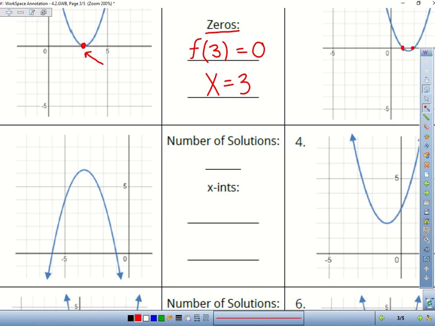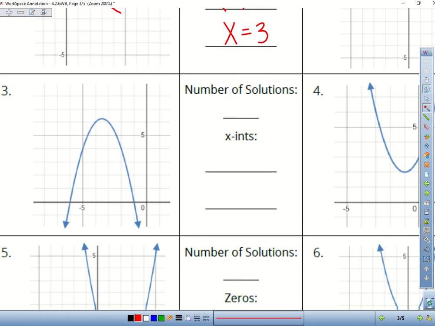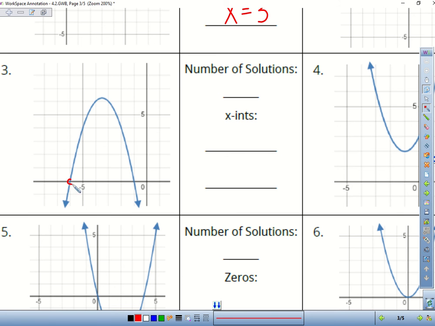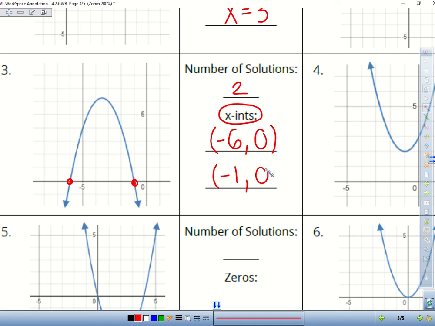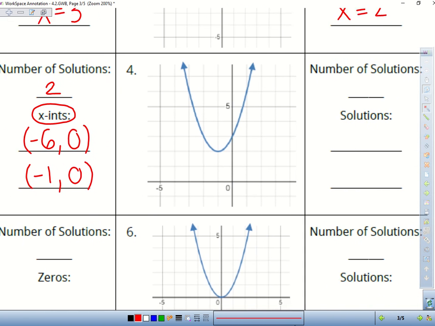All right. Moving on. If I'm going too quickly, just let me know. Number 3. How many solutions does number 3 have? 2. Good. And what are they? -6, -1. Good. So we're going to write it in the form of x-intercepts. As you can see on your wheel, they want you to write it as an ordered pair. So (-6, 0) and (-1, 0). Any questions so far? All right.